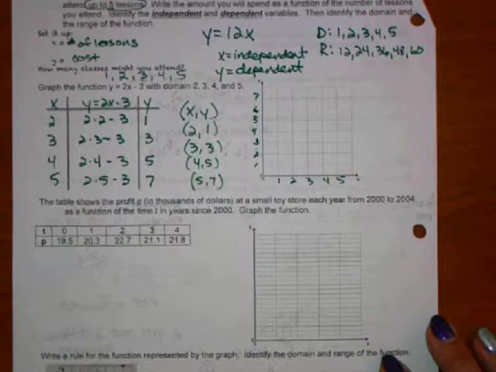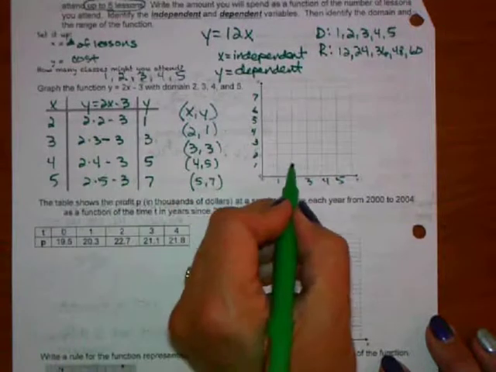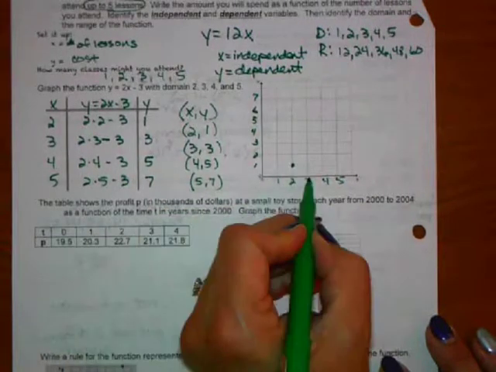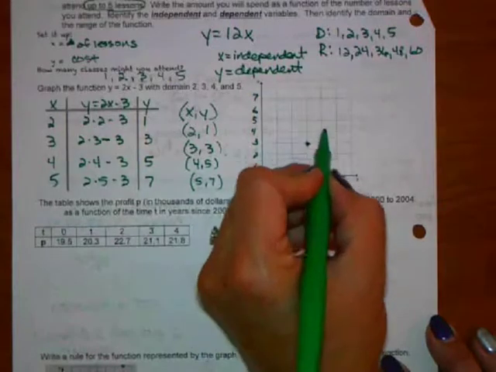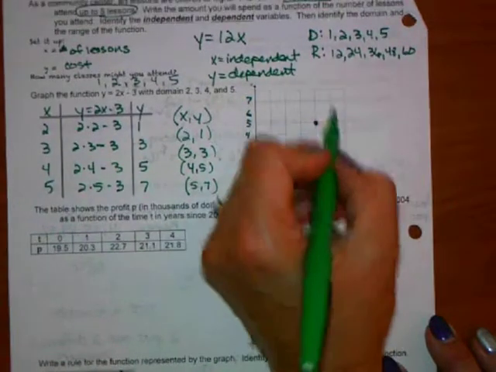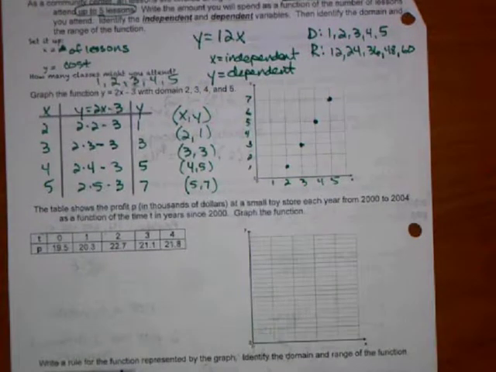Now I know you haven't thought about graphing all summer, but you do the x first, over 2, up 1. X first, over 3, up 3. Over 4, up 5, and over 5, up 7. We're not going to connect them right now. If you did, that's okay, but we'll just leave them not connected.